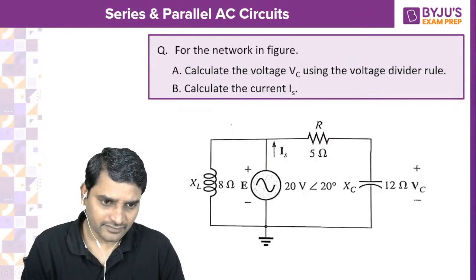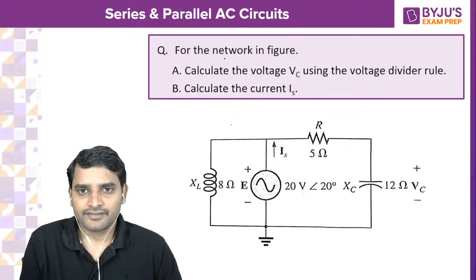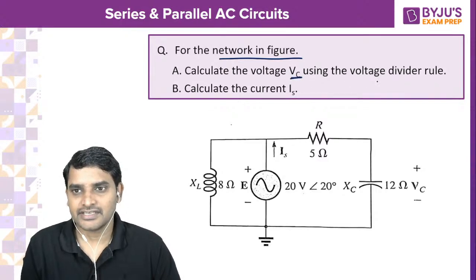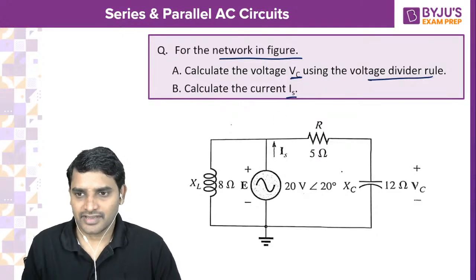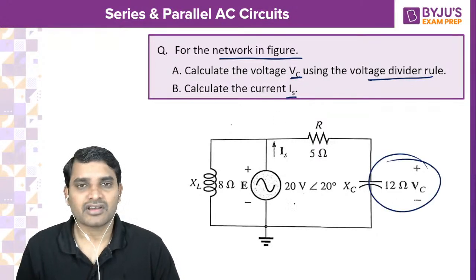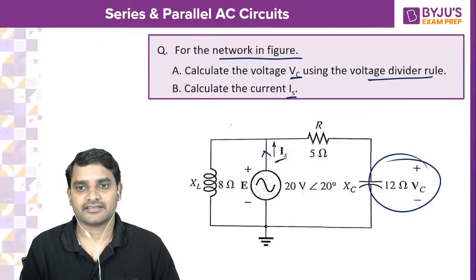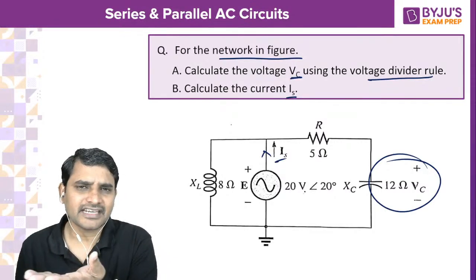So this is a question for you. Have a look at this question. For the network in the figure, he is asking to calculate voltage VC using the voltage divider rule, and to calculate IS. VC is the voltage across the capacitor, and IS is the current delivered by the source. So for the voltage across the capacitance, he is saying to directly use the voltage division rule.